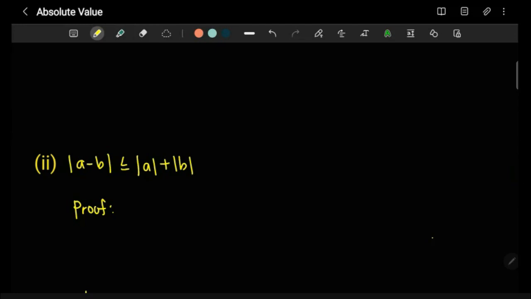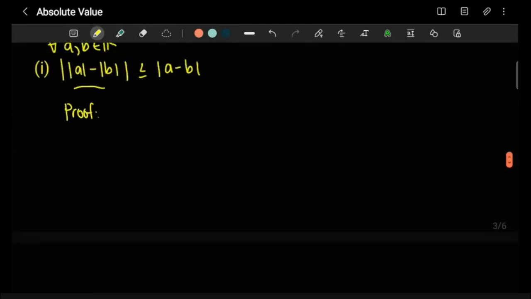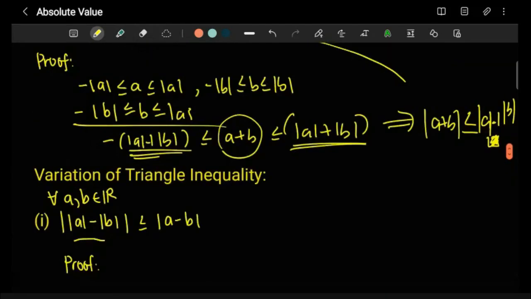Okay? So, let's prove the two variations. Ibig sabihin, galing lang din siya sa triangle inequality. Kaya siya tinawag na variation. So, kung galing lang siya sa triangle inequality, ibig sabihin, gagamitin lang natin triangle inequality to prove it. Medyo tricky lang.